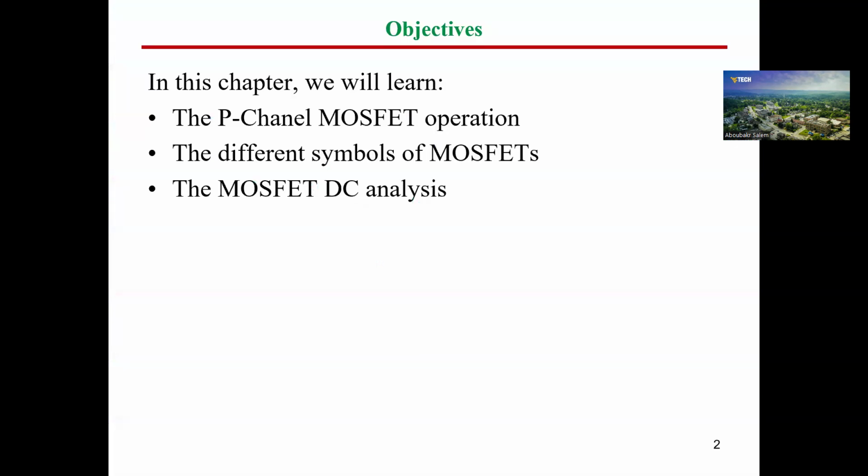So firstly, the objectives. After this class, you will learn the P-channel MOSFET operation, then the different symbols of MOSFETs, either P-channel or N-channel. So what is the symbol of each one? And we will make the MOSFET DC analysis. Since we have DC analysis, this means we also have what's called AC analysis. So what are the differences? We will learn this together today.